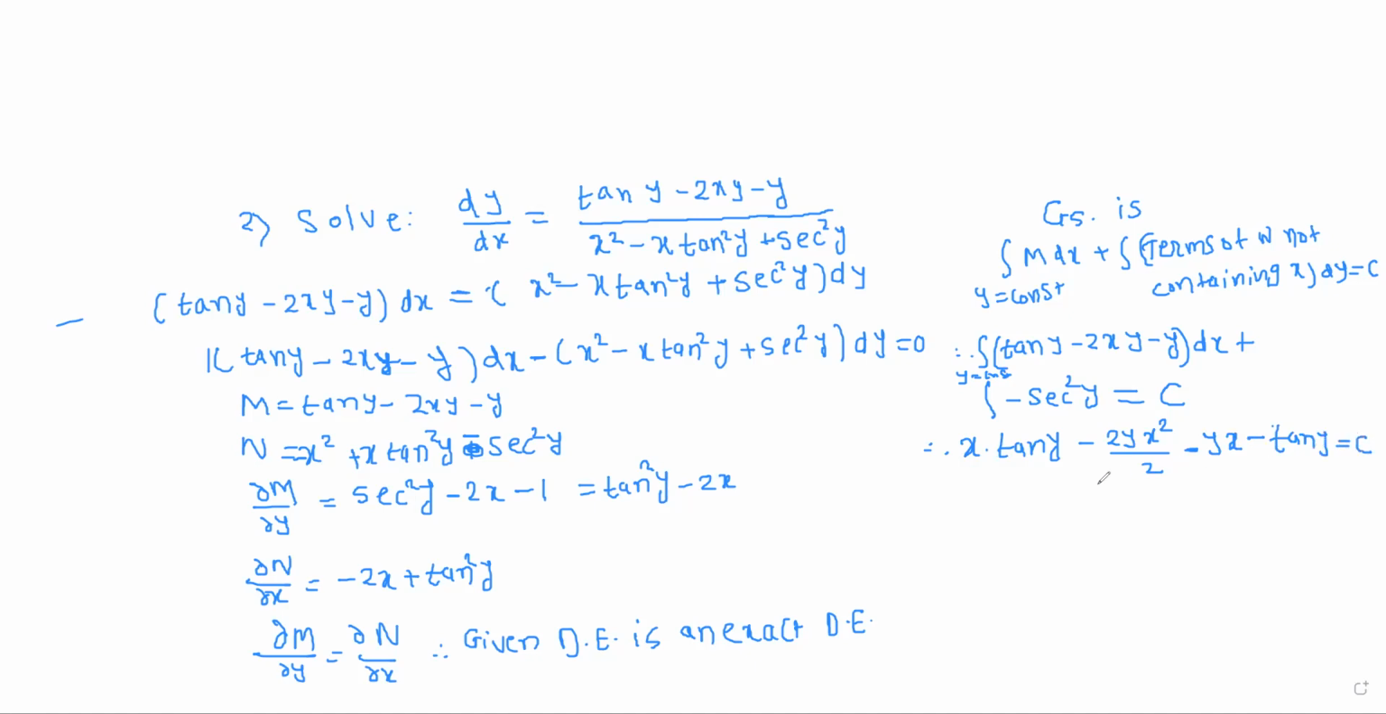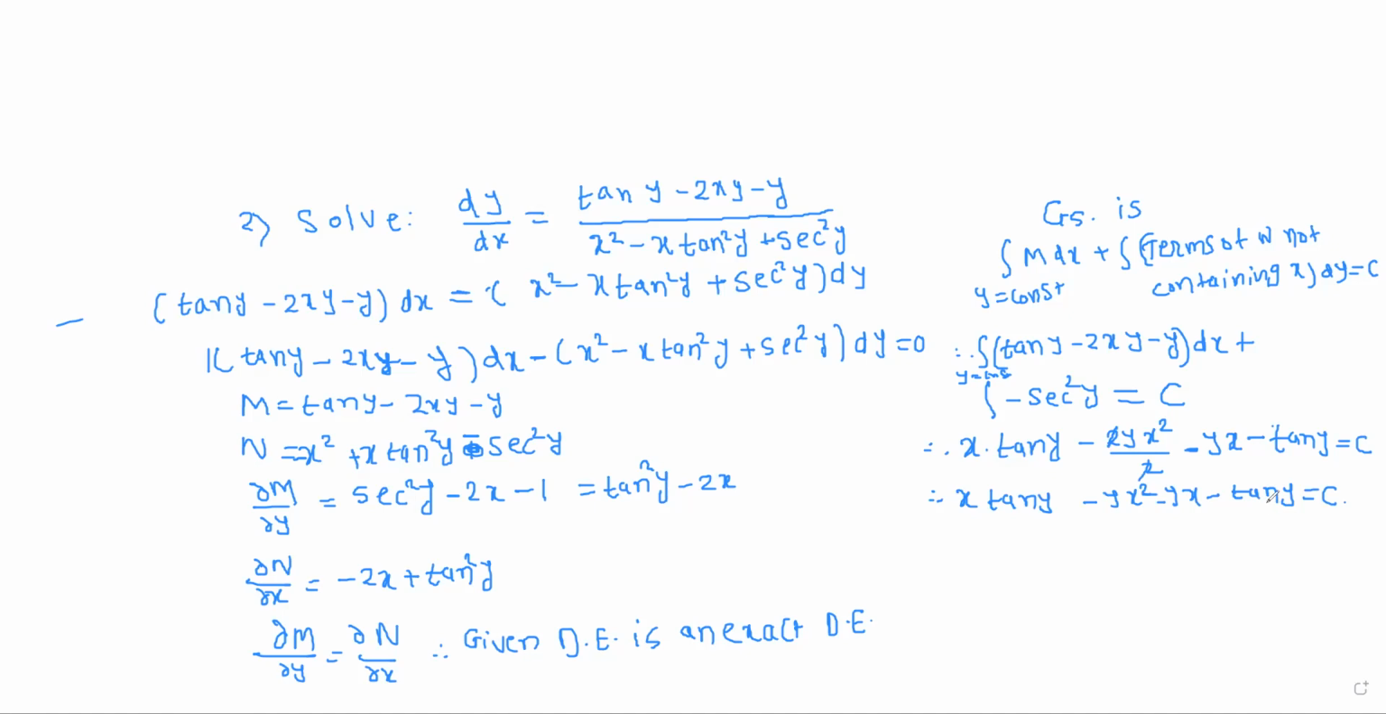So in the next step, you can remove this 2 by multiplying each term by 2. So x tan y minus yx square minus yx plus tan y is equal to c. So this is the solution of the given differential equation.